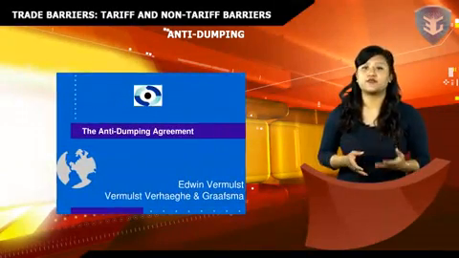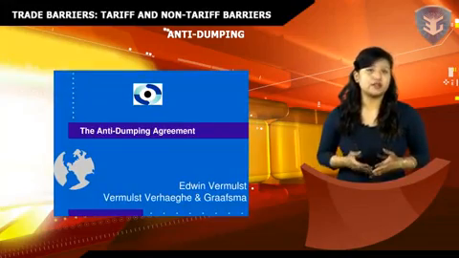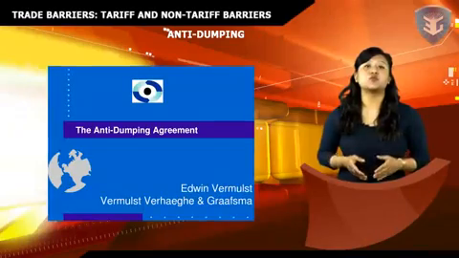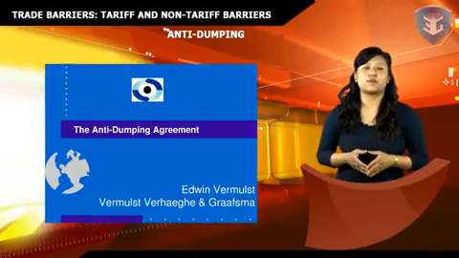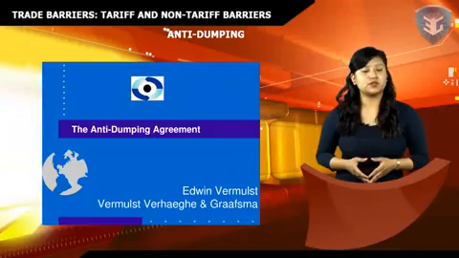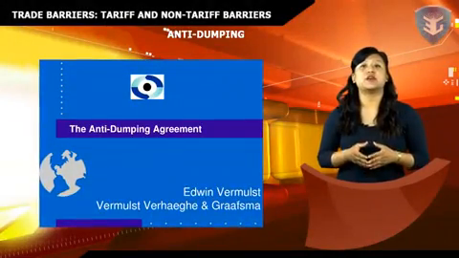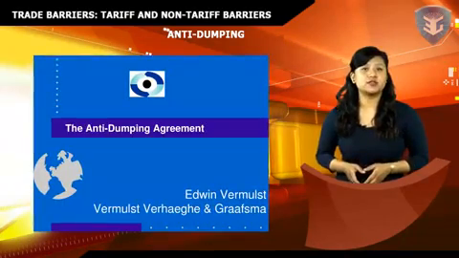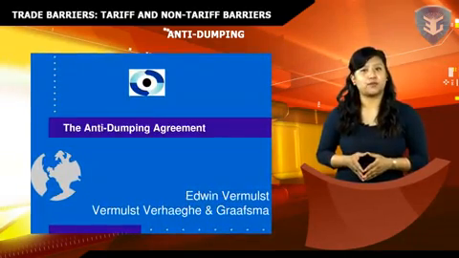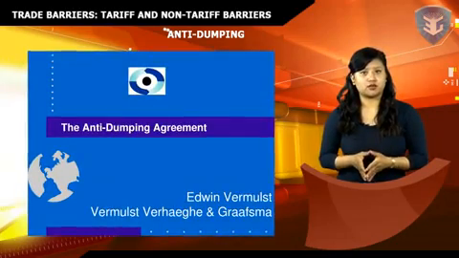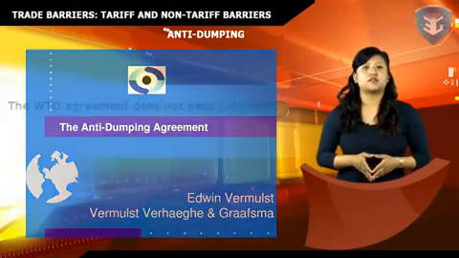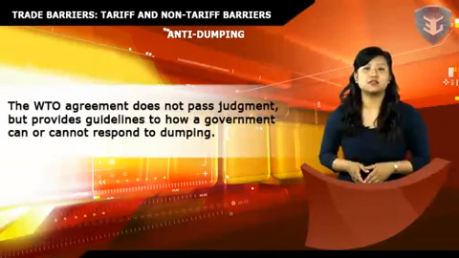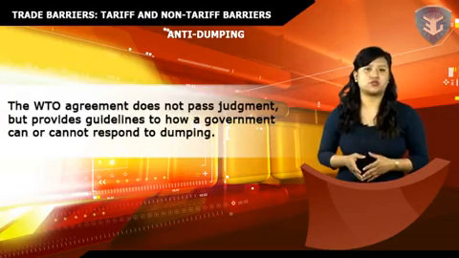Anti-dumping is a counteractive measure that the government uses to defend domestic industries when dumping occurs. Anti-dumping actions are supposed to protect the domestic industries from injuries. The interest of consumers and the public interest of a nation can be hurt by dumping as well as the imposed anti-dumping measures. The public interest is affected by the measures changing the competition and the price of the product in the importing country. The WTO agreement does not pass judgment, but it provides guidelines on how a government can or cannot respond to dumping.